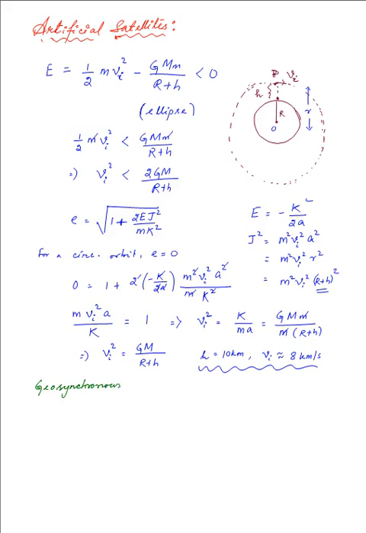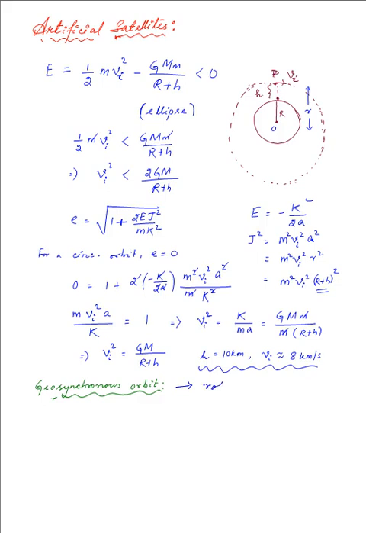Geosynchronous, they are the orbits. The geosynchronous orbit is the orbit for a satellite, and if the satellite travels in that orbit or orbits in that region, it simply maintains the time period of rotation around the Earth.